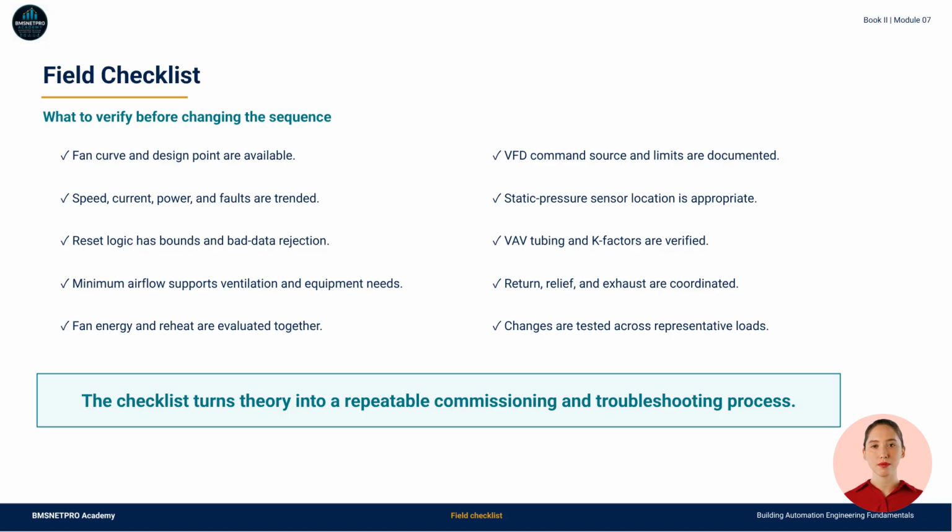Review reset logic for bounds, persistence, and bad data rejection. Verify VAV pickup tubing, calibration factors, minimum airflow values, and terminal reliability. Confirm return, relief, and exhaust coordination. Finally, evaluate fan energy and reheat together, because reducing fan power while increasing reheat is not a complete optimization.